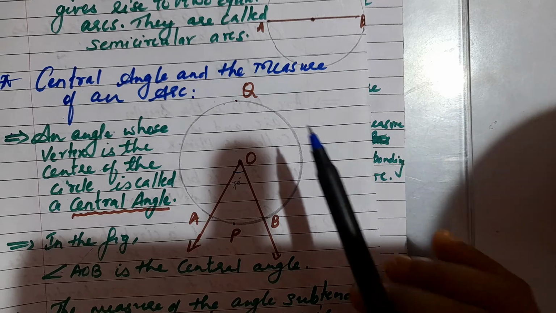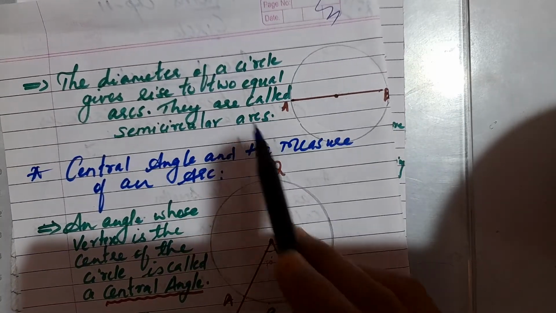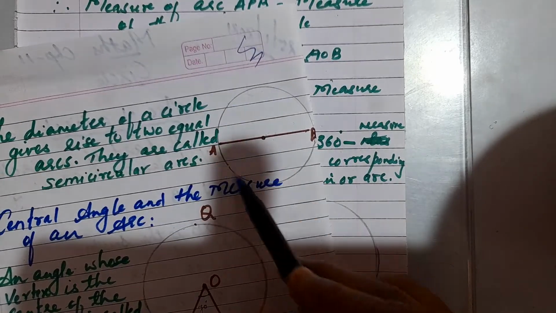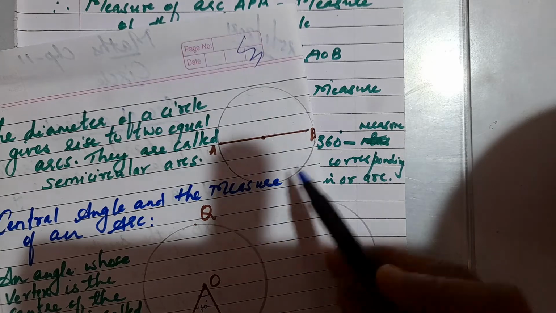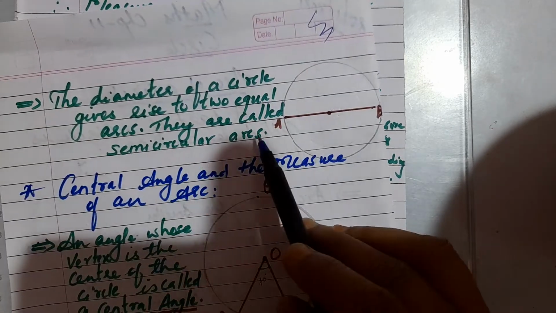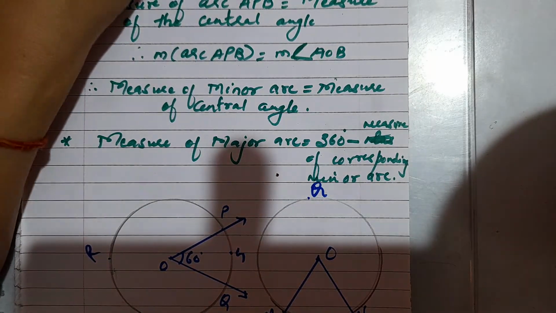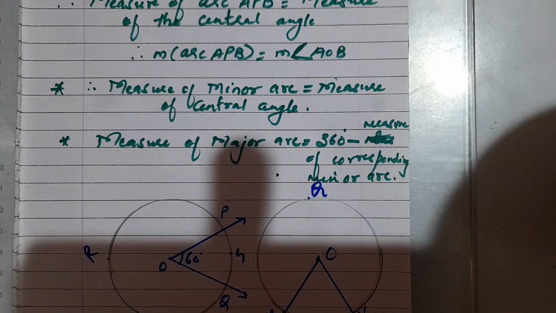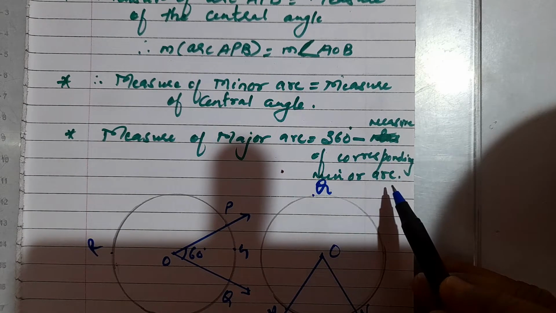360 degree. So children, one more thing can come: what is the measure of the semicircular arc? Now if the measure of the complete circle is 360, then half of 360 will be 180 degree. So the measure of a semicircular arc will always be 180 degree. You have to keep in mind that the measure of a semicircular arc is 180 degree and the measure of a complete circle is 360 degree. That is why we are taking 360 minus the measure of the corresponding minor arc.